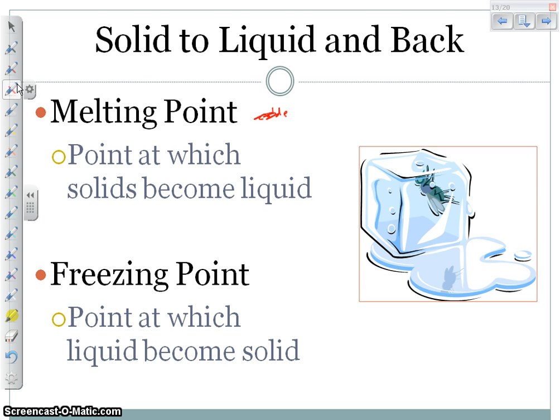Whoop, I lied. Melting point says it's getting warmer, and freezing point says it's getting colder. But these are going to be the exact same temperature. Okay? If we're talking about water, this temperature is going to be at 32 degrees Fahrenheit, or at 0 degrees Celsius. So it's the same temperature, it's just got two names depending on which way you're going. Are you increasing energy, or are you decreasing energy?